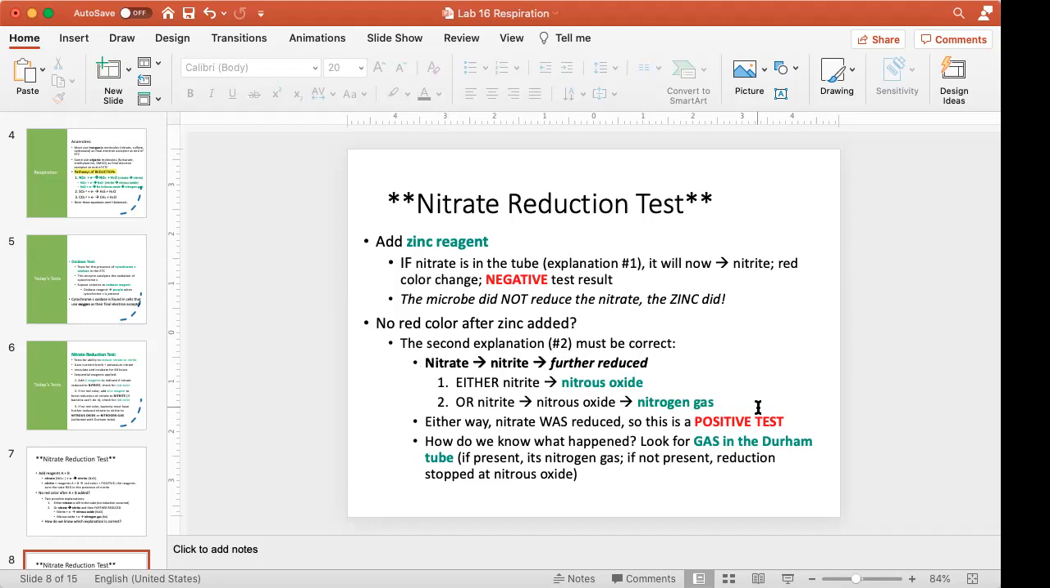There's going to be an upside down Durham tube inside our test tube. And we're going to look for a gas bubble. If there's a gas bubble in the Durham tube, then we know that the microbe reduced the nitrate all the way to nitrogen gas. If there's no gas bubble in the Durham tube, we know that the microbe reduced nitrate to nitrous oxide.